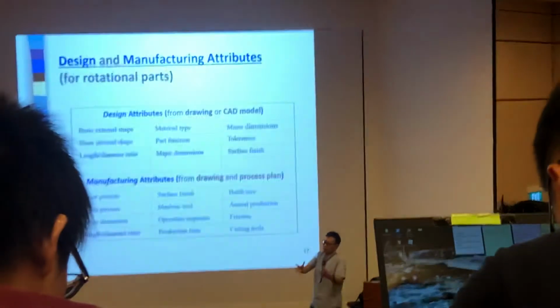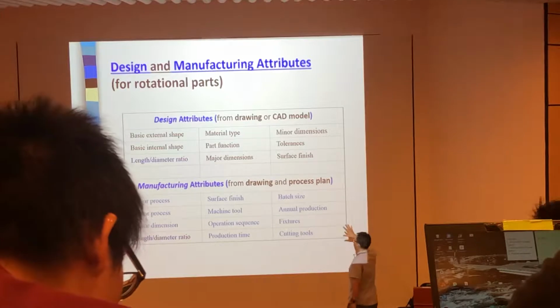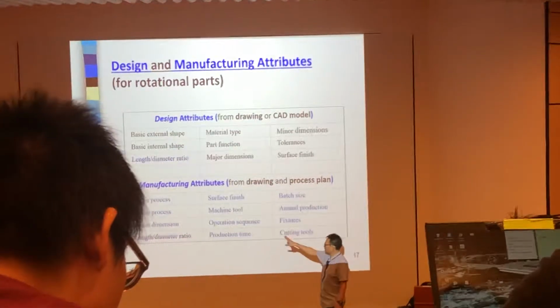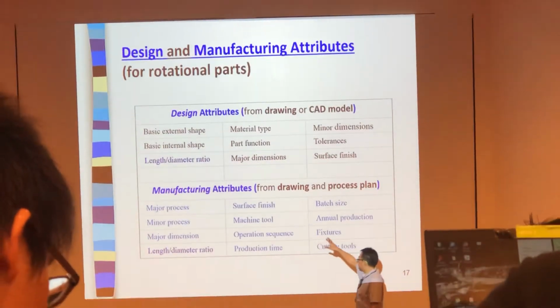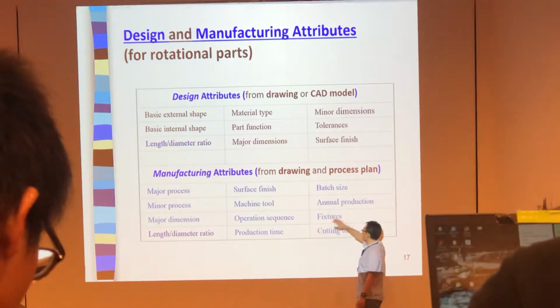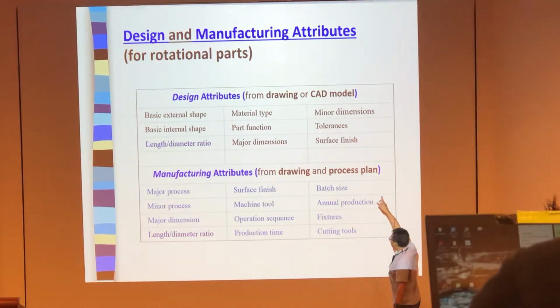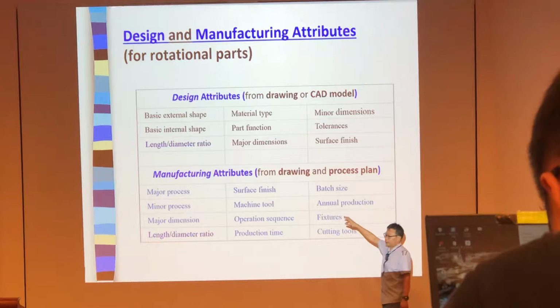This from the drawings and the specs. And manufacturing attributes, this you can find from the process plans, like major process, minor, major dimension, length diameter ratio, surface finish, machine, operation sequence, production time, batch size, annual production, fixtures, cutting tools. And you may find that some of these items are overlapping.